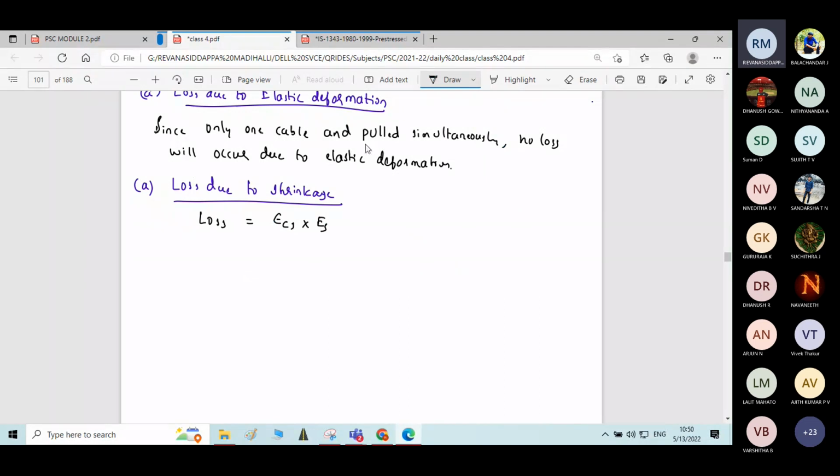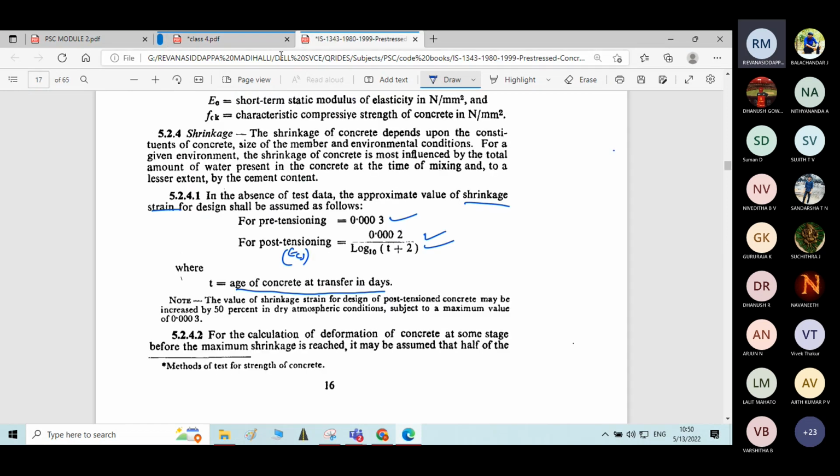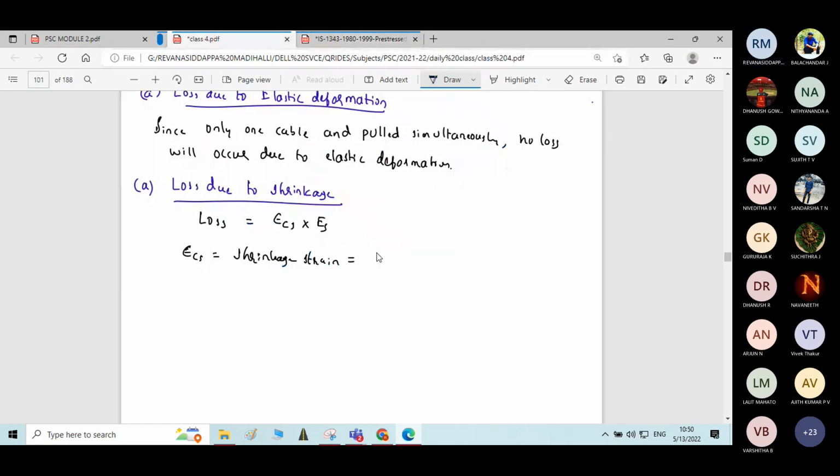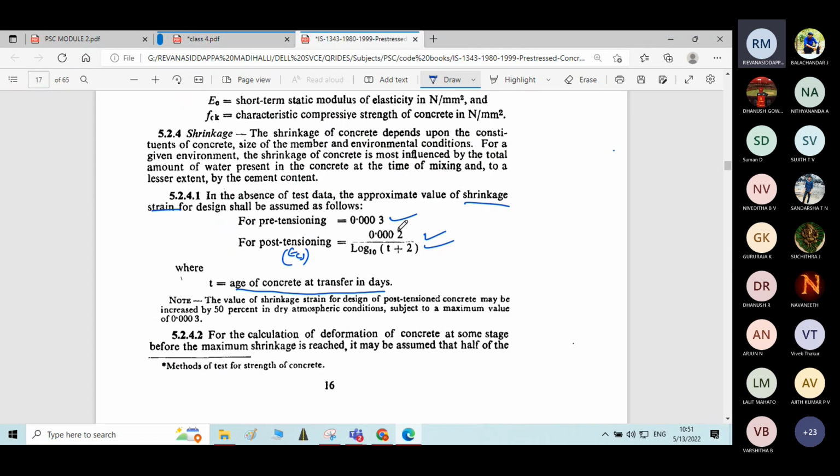So shrinkage strain is equal to epsilon Cs, which is nothing but shrinkage strain, equal to 0.0002 divided by log to the base 10 of t plus 2. This is the formula for post tension beam. For pre-tension beam, it is directly 0.0003.